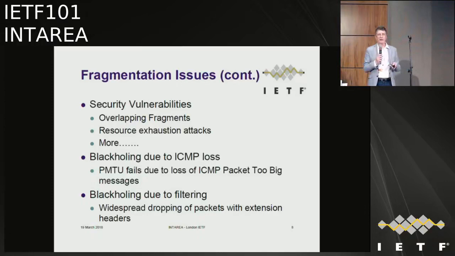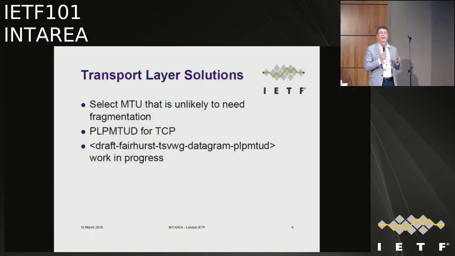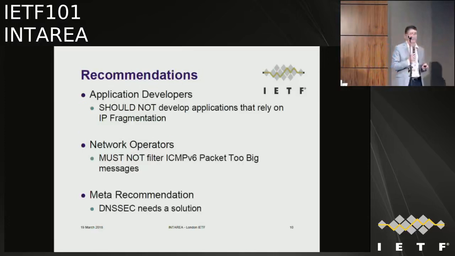We have some solutions at the transport layer. We've talked about them already. We'll go quickly. Let's get to the recommendations so I can yield the floor. We have some recommendations to application developers that they should not develop applications that rely on IP fragmentation. And what's more, if there are any that are crucial to the internet infrastructure, they should be rethinking those applications so they will rely less on IP fragmentation. The next is for network operators. They must not filter ICMP PTBs. That's already in another RFC, so it's not crucial. But the big one is for DNS, and especially when DNS is using DNSSEC.